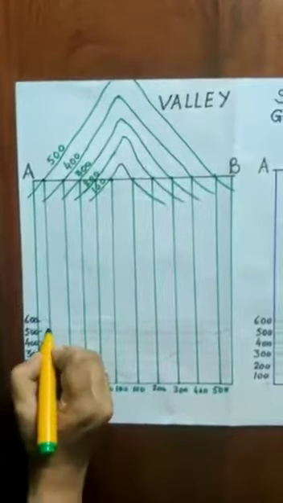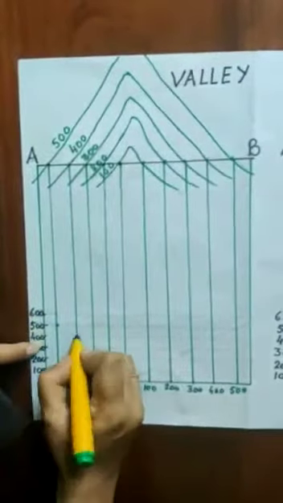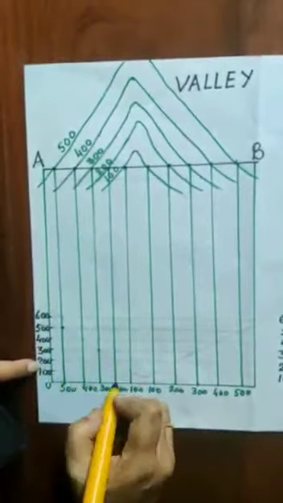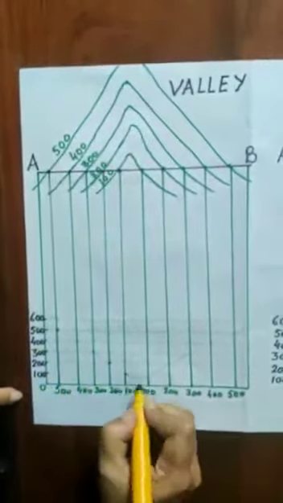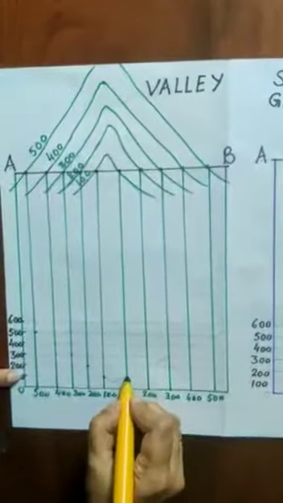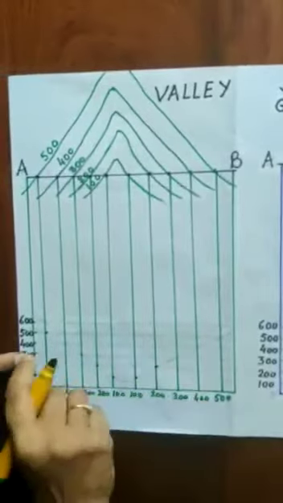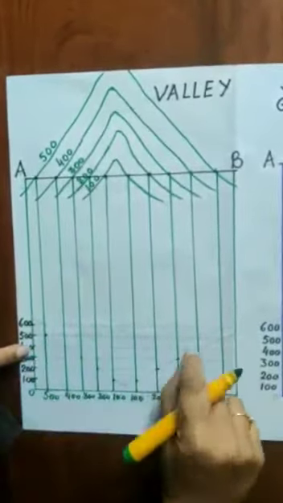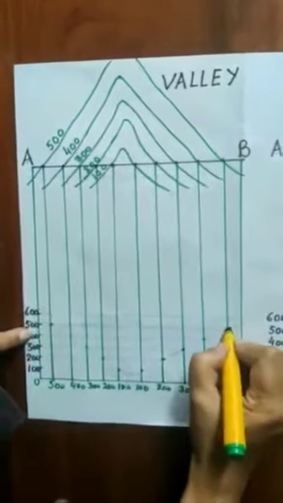Now I just draw the points. See, 500 and 500. I take this point. Next is 400 and 400. This point. Next 300 and 300. This point. 200 and 200. I take this point. And 100 and 100. I take this point. Same 100 and 100 here. 200 and 200. Take this point. 300 and 300. I take this point. 400 and 400. I take this point. 500 and 500. I take this point.